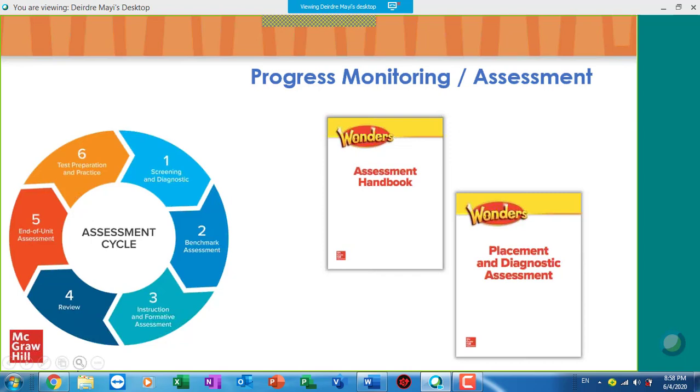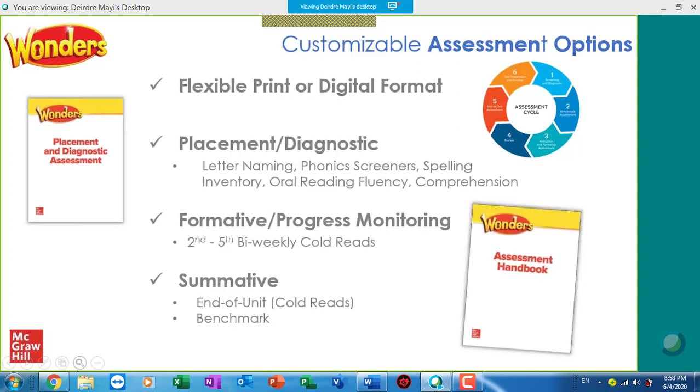Now, the very last thing that I will discuss with you today is, of course, assessment. Wonders has a 6-step assessment cycle that you will see in action. It begins with placement and diagnostic assessments. Now, during Start Smart, Unit 1, the first 2 weeks, you might want to use those resources to find out where your students are and where they need to go with respect to their leveling.